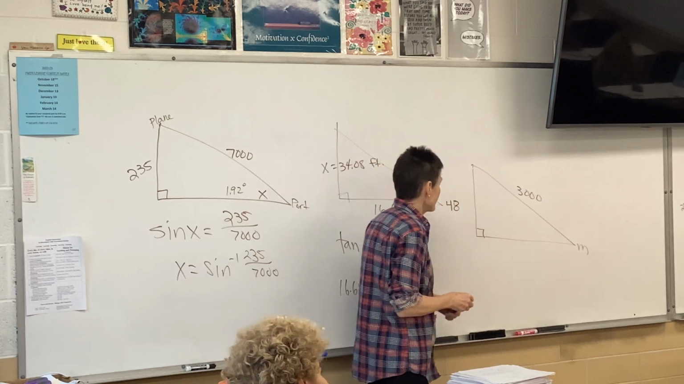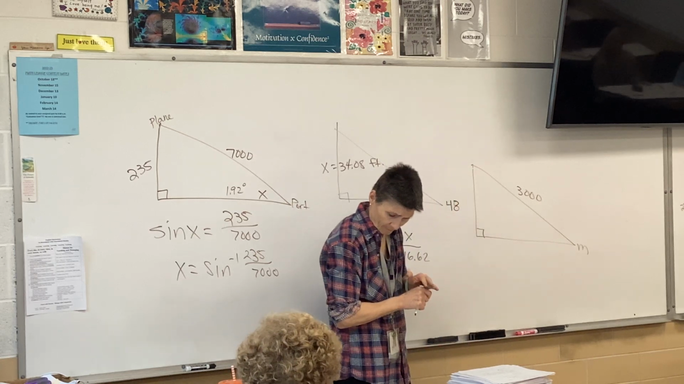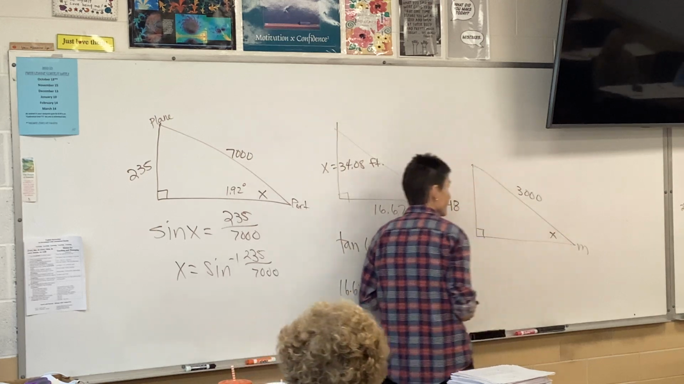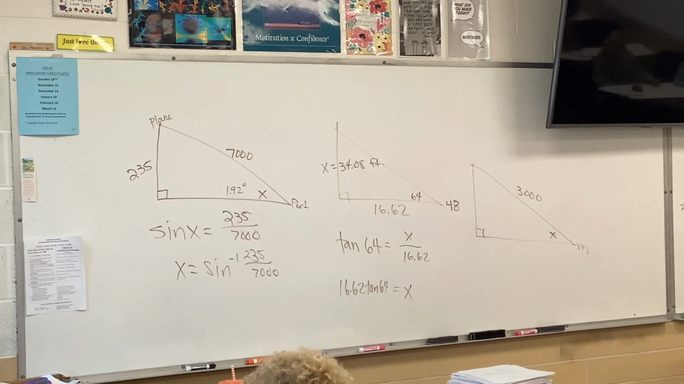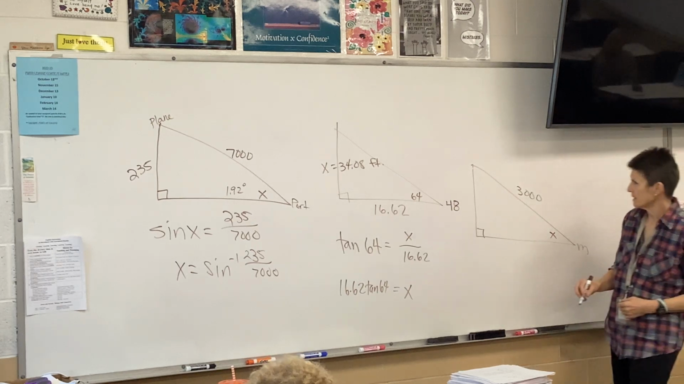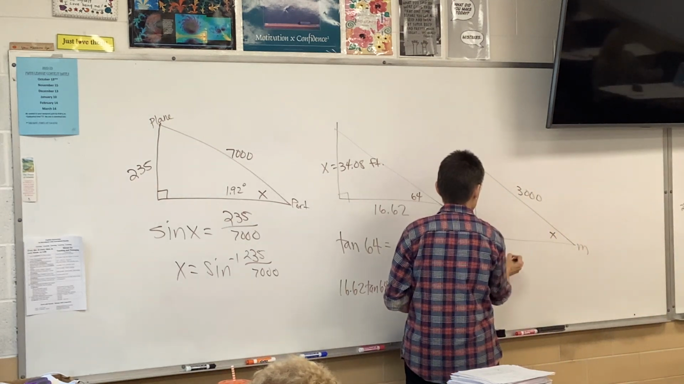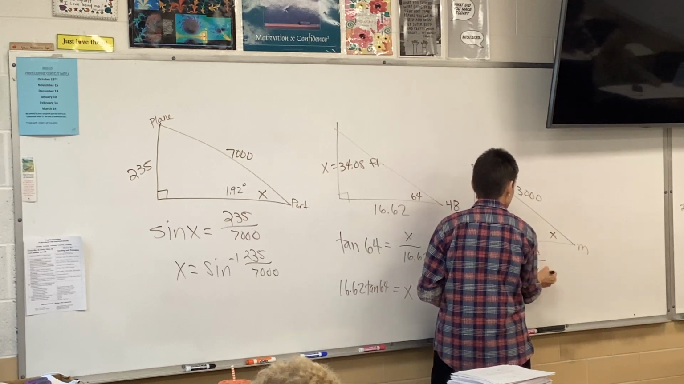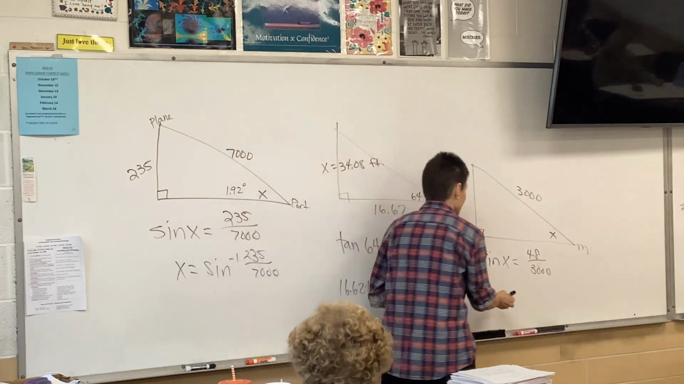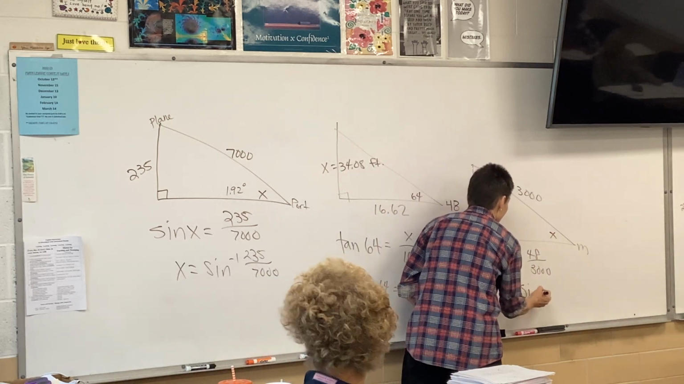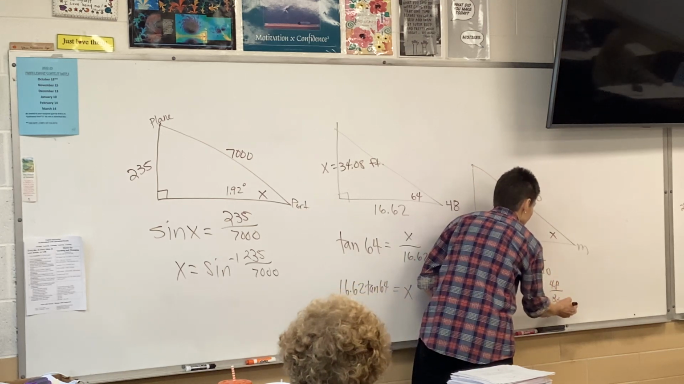All right. Where's the X? What's the X? Angle. Sine, cosine, or tangent? Sine. So sine X equals 48 over 3,000. So what do I type into my calculator? Second sine, 48 over 3,000.